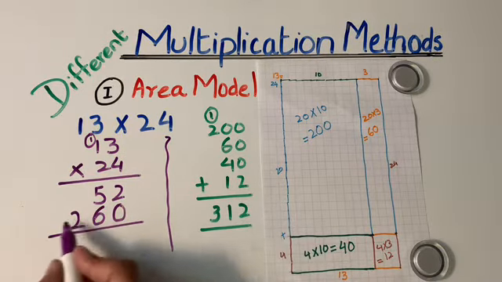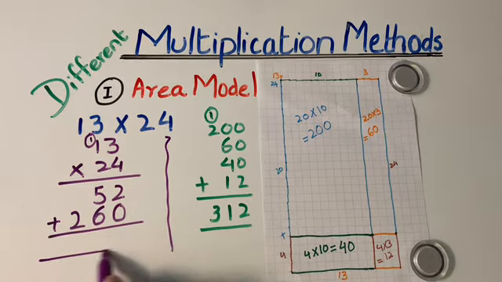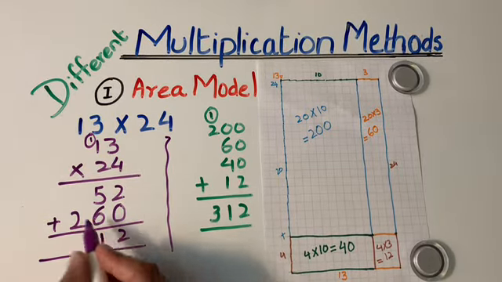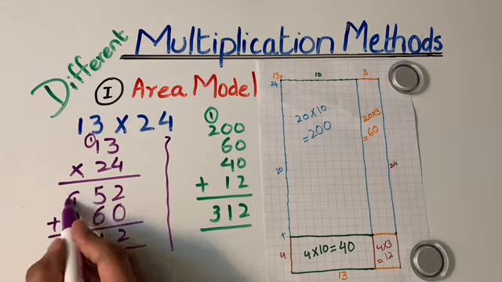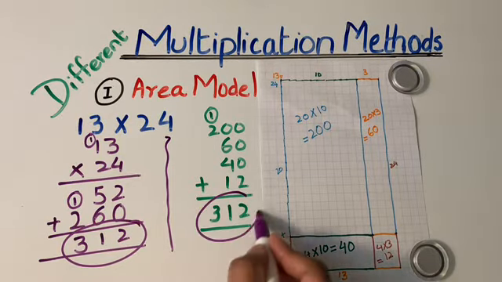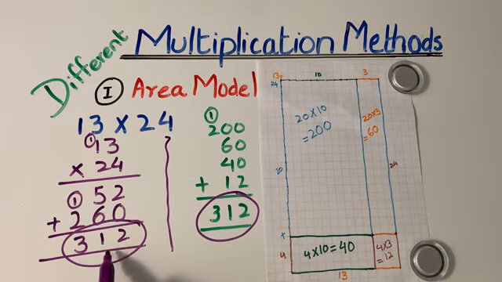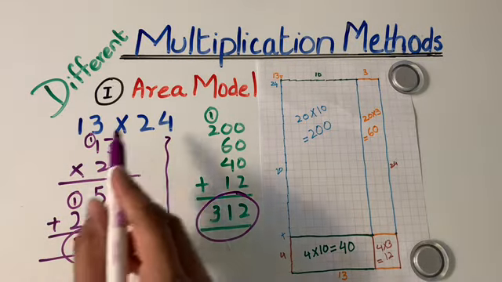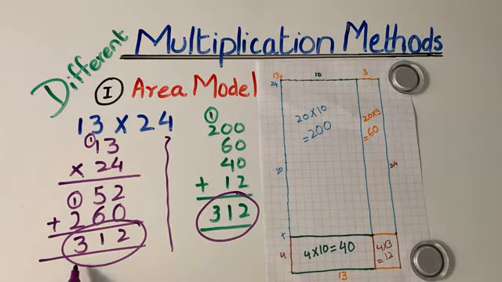So let me add. 6 plus 5 is 11, 1 is carry, and 2 plus 1 is 3. Yes, we got the same answer. 312 is the area of this rectangle, or 13 times 24 is equal to 312.